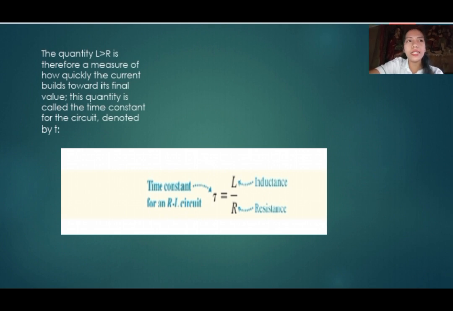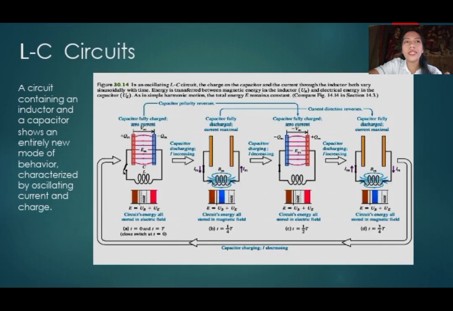Next is the LC circuit. An LC circuit contains only an inductor and a capacitor. Unlike the RL circuit, this type of circuit shows oscillating behavior. The energy continuously transfers back and forth between the electric field of the capacitor and the magnetic field of the inductor. So that's it for the LC circuits.